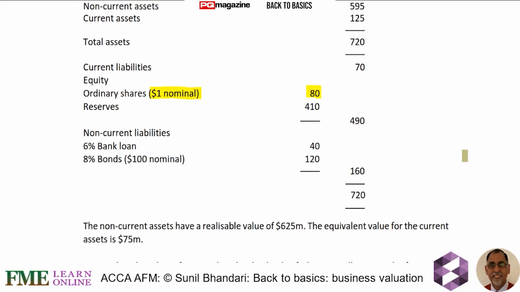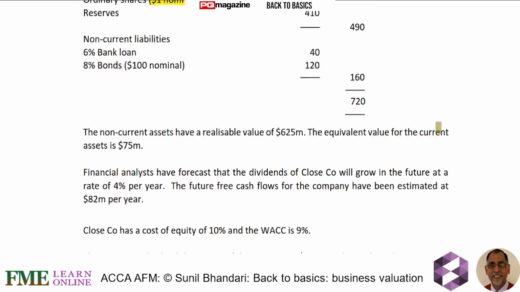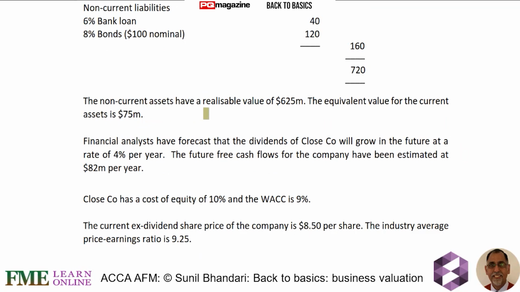The non-current liabilities are both a bank loan and a bond. Now, quite interestingly here, I'm going to need that information along with the current liabilities when I do a net asset valuation. Because for the net asset valuation, we need to ensure that we deduct all of the liabilities either at book value or NRV. What other information have I presented? The non-current assets have a realizable value, and the current assets have an equivalent value. So that's going to help me with an asset-based valuation.